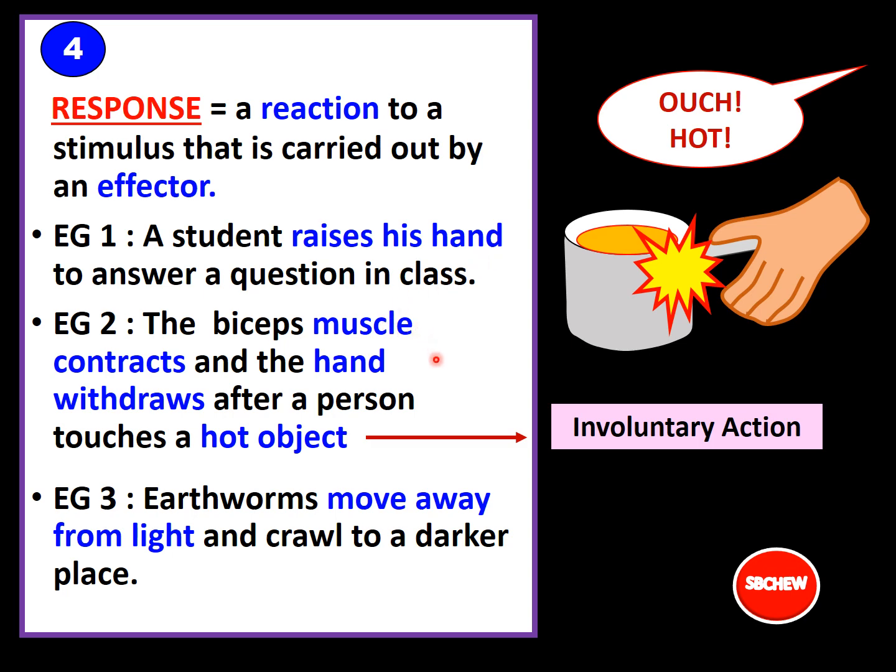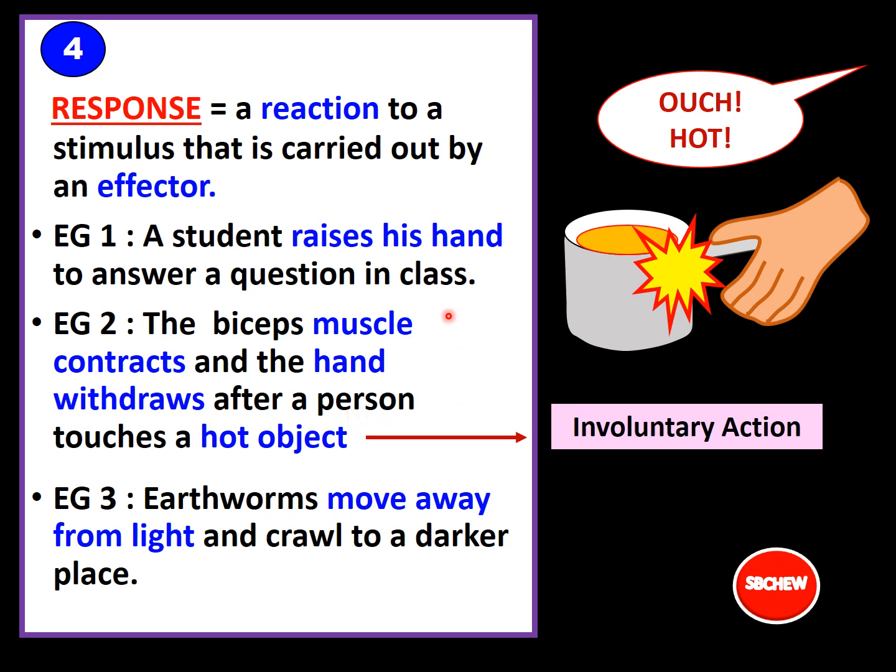Now the second example is an involuntary action that is not controlled by the conscious mind or will. It's done automatically as a fast reflex action. For example, the biceps muscle contracts and the hand withdraws after a person touches a hot object. As seen in this picture, if a person were to touch a hot saucepan, the stimulus is the heat from the saucepan, so he will react to the heat by withdrawing his hand. This is an involuntary action in that the person cannot control it with his conscious thought. Before he can even think, he has withdrawn his hand.